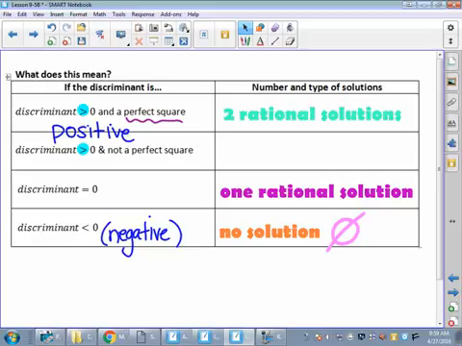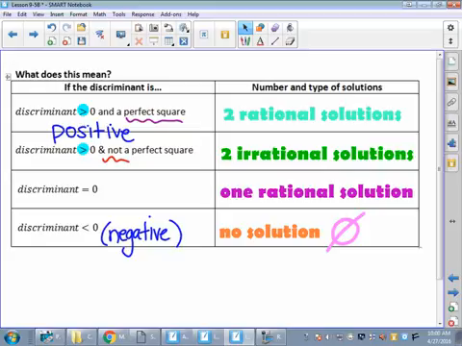If your discriminant's positive but not a perfect square, like 304 or 5, you're still going to have two solutions, but they're going to have to be rounded. We're going to have two irrational solutions when we do the quadratic formula. So the discriminant gives you a clue along the way of what kind of answers you should be getting.